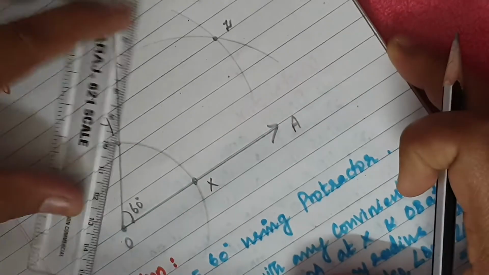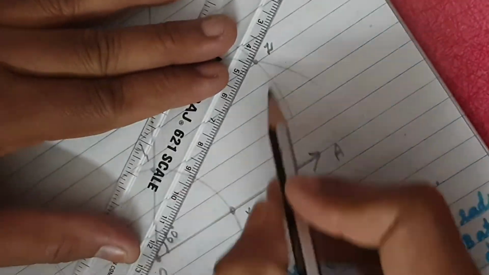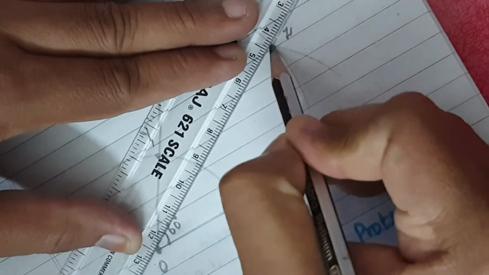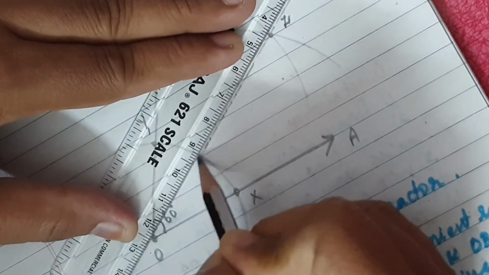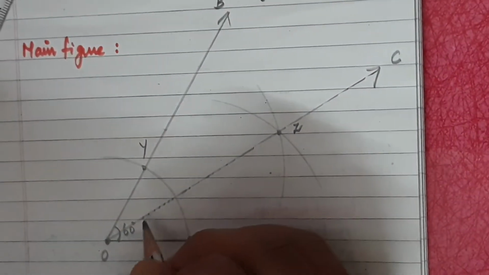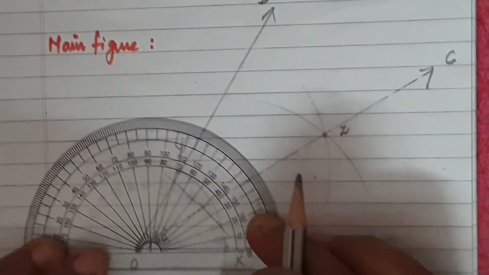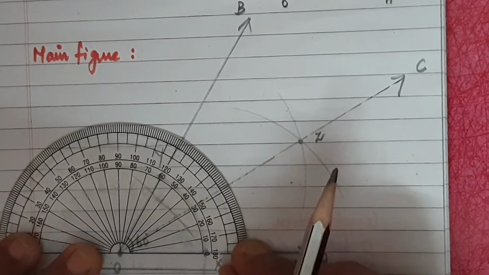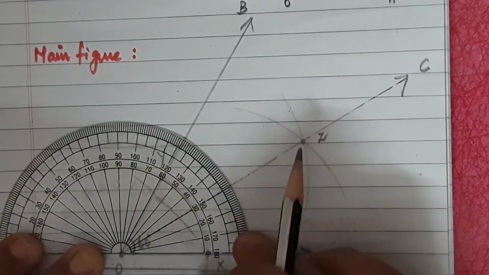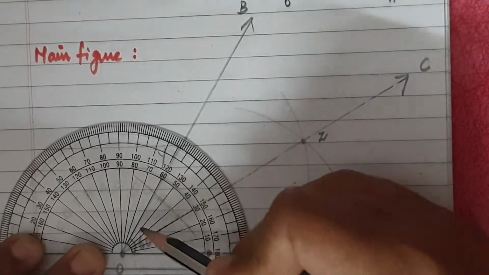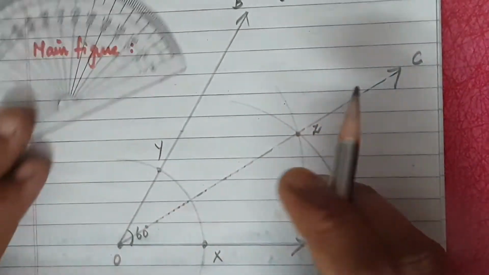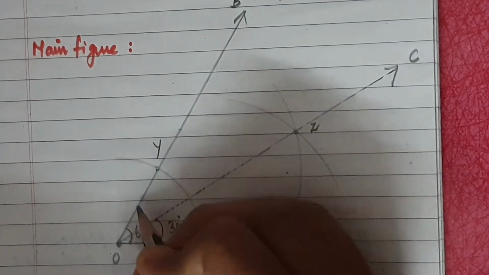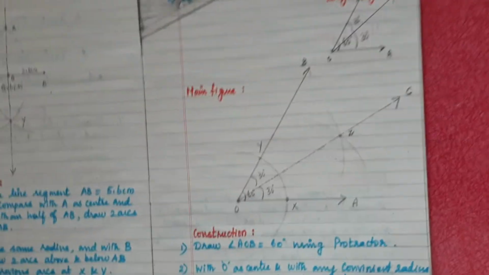Now you join OZ to form a ray OC by using a dotted line, because this is the thing you found out. And this is C. Now you check with the protractor. This line shows exactly 30. See here, it's clearly shown. This line shows exactly 30 and this line shows exactly 60, which means the 60 is divided into 30. That's all the sum.